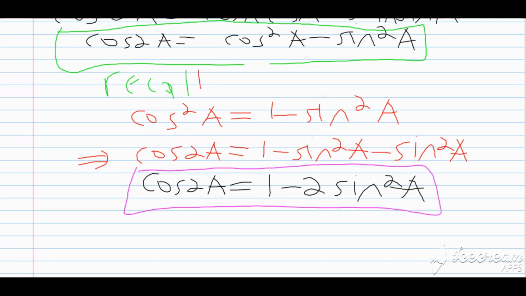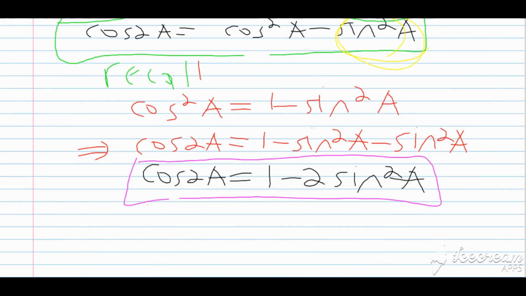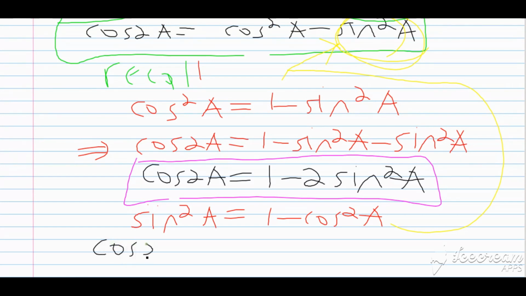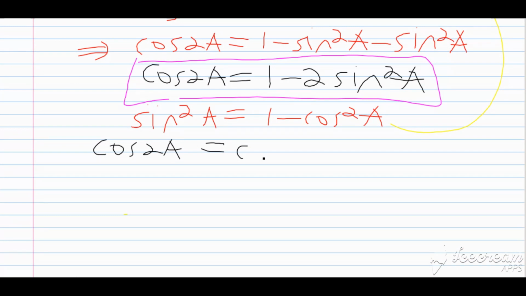Now, let us go back again. Instead of going cos squared A equal 1 minus sine squared A, I could have gone sine squared A equal 1 minus cos squared A. So going back to this identity up here, I could replace the sine squared A by 1 minus cos squared A. So this would become cos 2A equal cos squared A minus 1 minus cos squared A.